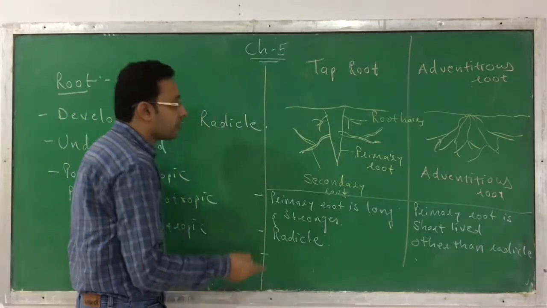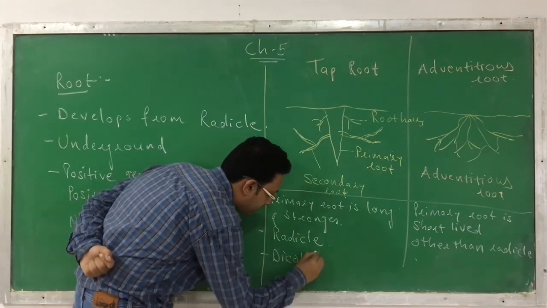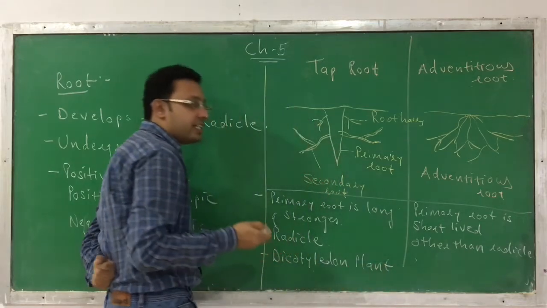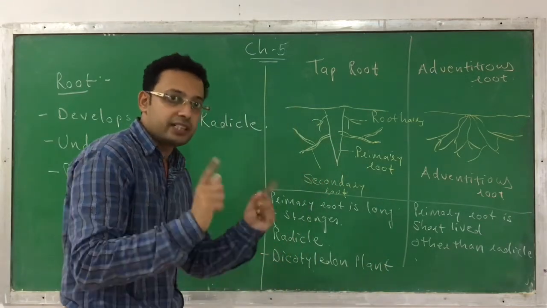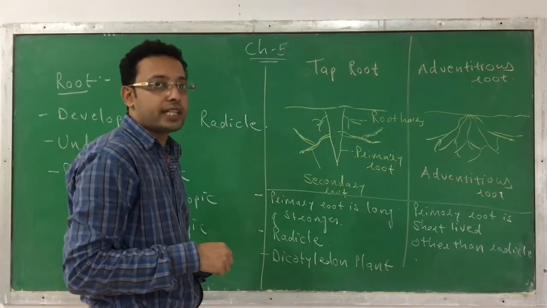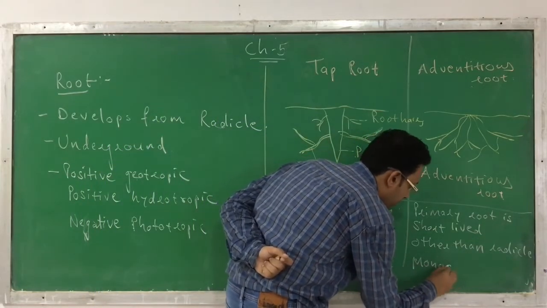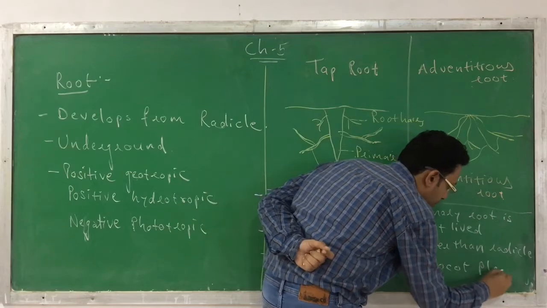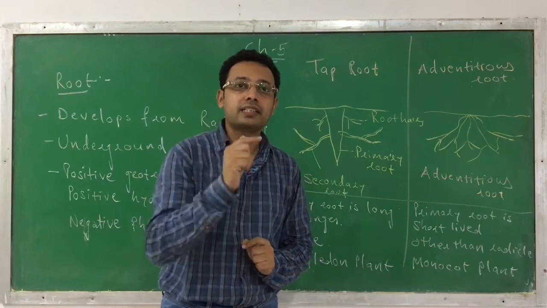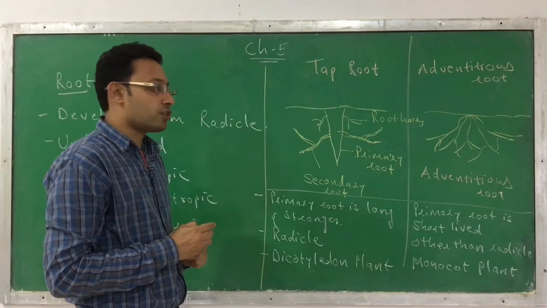In the third point, this kind of taproot you can find in dicotyledon plants. Dicotyledon means those plants whose seed has two cotyledons. We will learn the structure of seed in this chapter. So these plants are called dicotyledon plants, and adventitious roots are observed in monocot plants or monocotyledonous plants. Mono means one, they have a single cotyledon in a seed. So this is the difference between the taproot and the adventitious root.